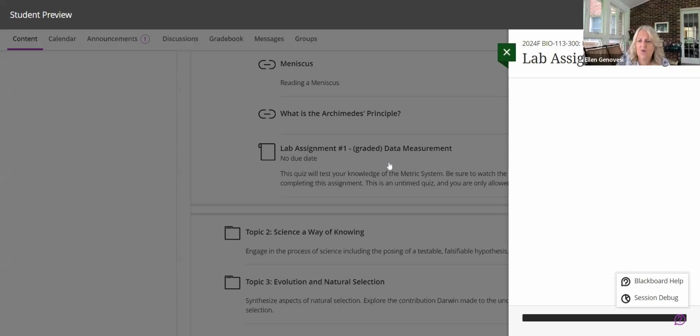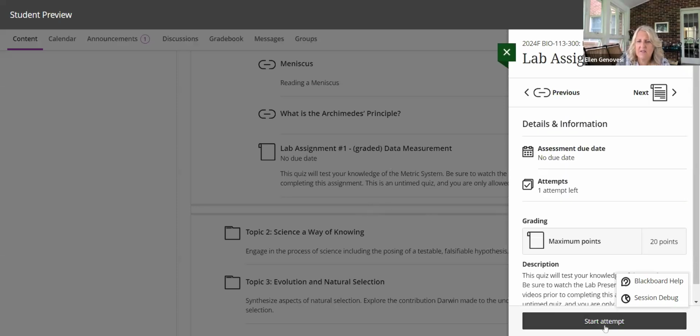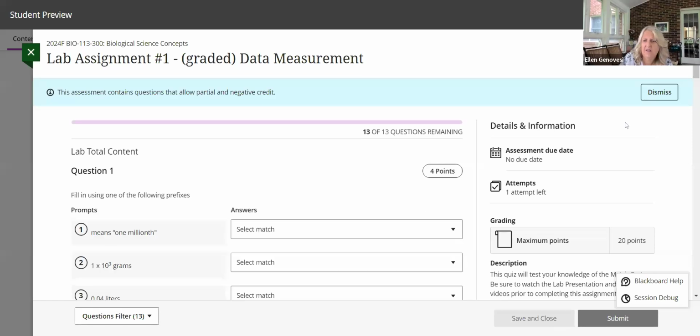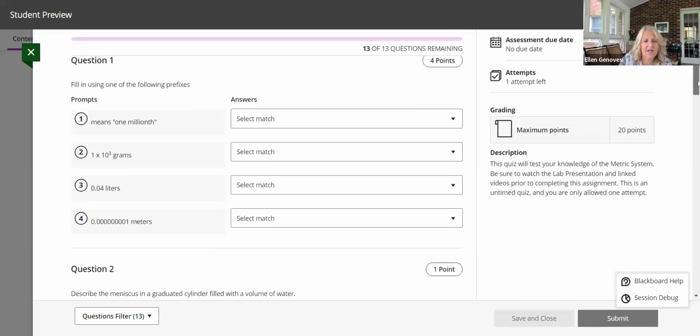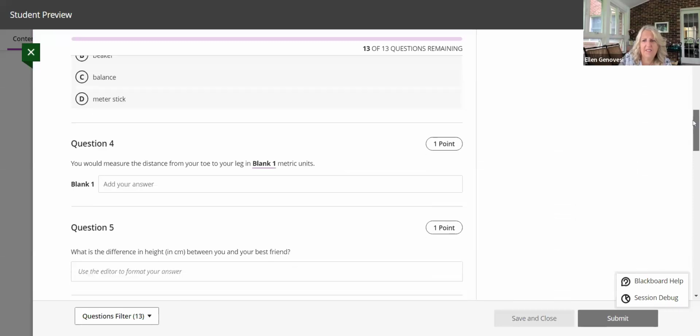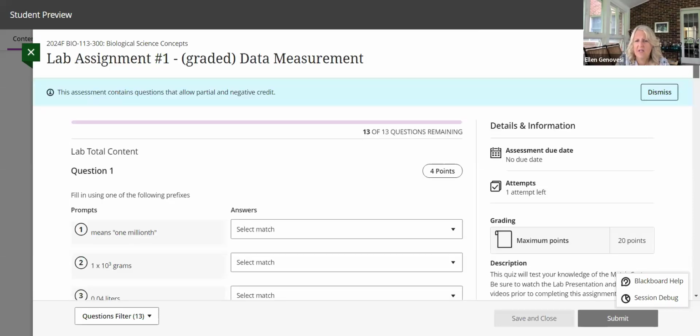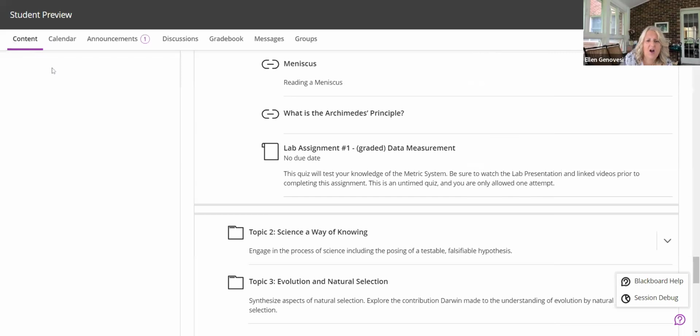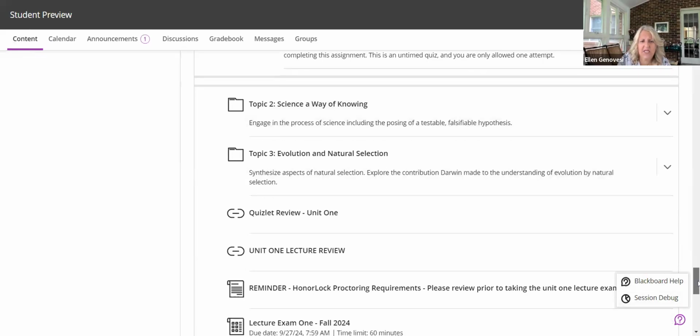Lab assignments are all graded. I'll just show you this one quickly. Start the attempt, and there's a variety of questions for you to complete. This has 1 attempt. If you have problems, you need to submit it again, that's fine. The labs are all worth 20 points. In this case, this one assignment is worth the entire 20 points. That's not always consistent.